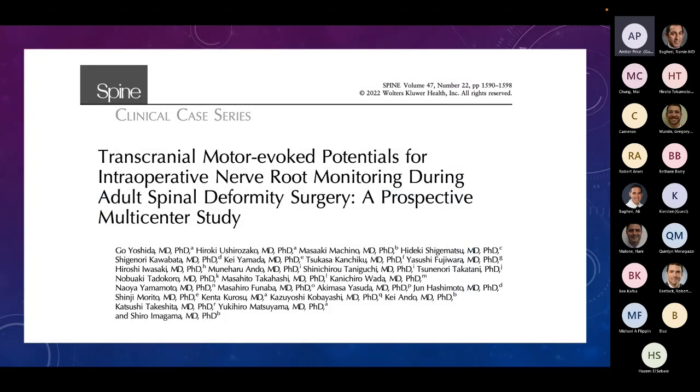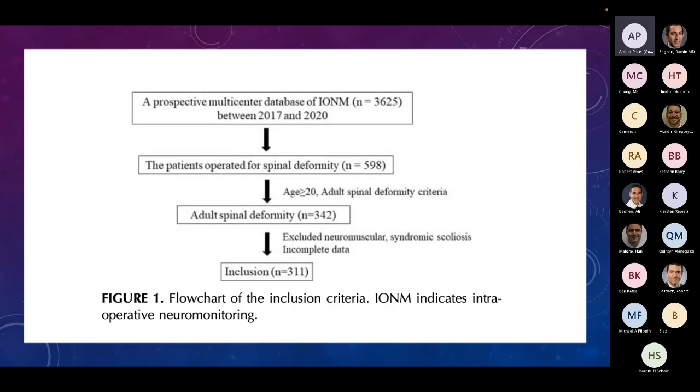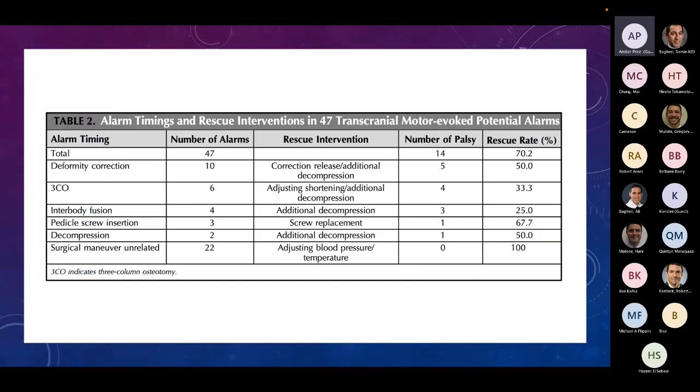And then a little bit about more current literature. So this was a study that just got published in 2022. It was a prospective multi-center study between 2017 and 2020. They looked at patients who had spinal deformity, age greater than 20, and then they excluded neuromuscular and syndromic scoliosis and ended up with about 311 patients.